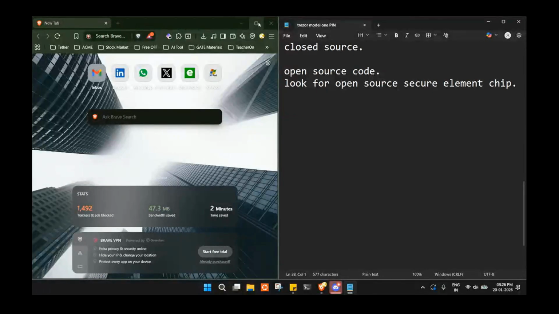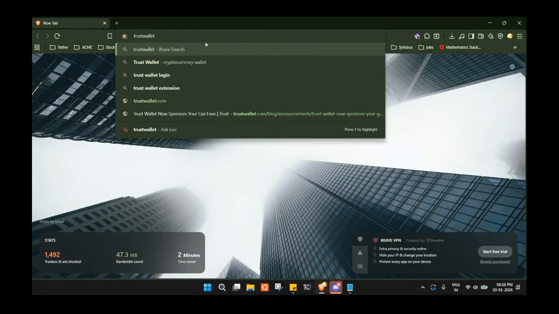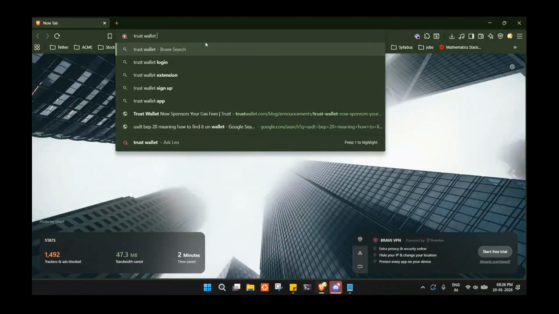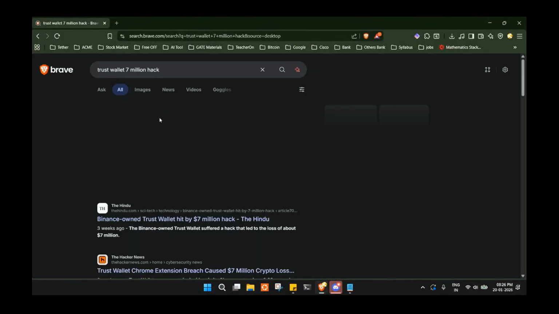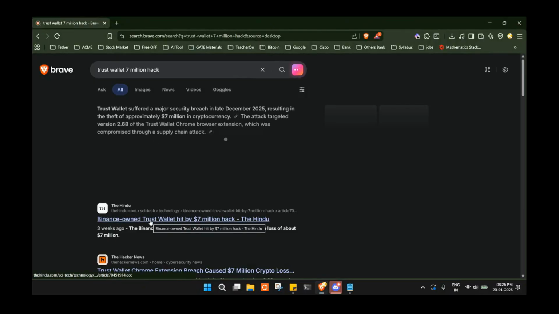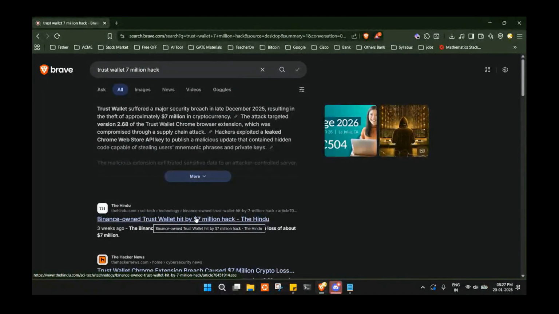Like you might have seen what happened on 25th December. I'm not sure, does anyone know about the Trust Wallet? Trust Wallet is a hot wallet. And in that, what happened? On 25 December or 24 December, some person from the company itself pushed some changes, and because of those changes, people lost $7 million in the same day.